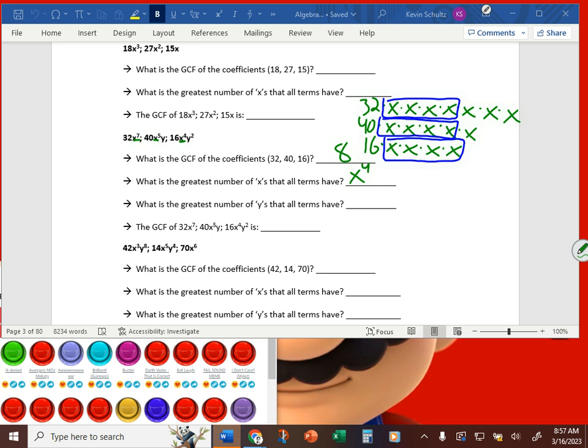And then, what is the greatest number of y's that all terms have? 0. Why 0? Because the first one doesn't have y. First one doesn't have any y's. So y is not a common factor with all of them. There are no y's in the first term, so it's not a common factor for all of them. So it's 0. And what is our greatest common factor?